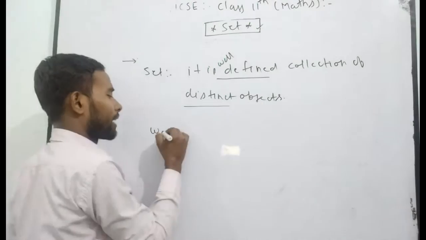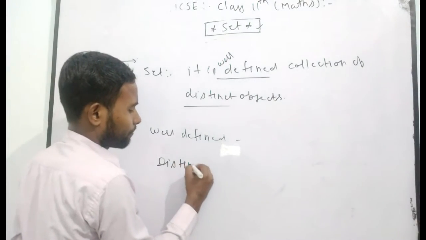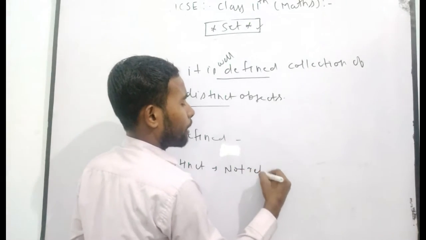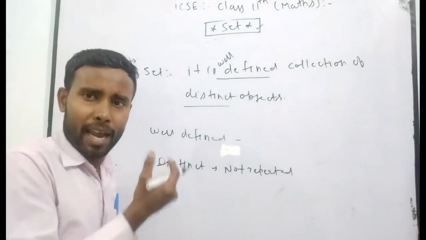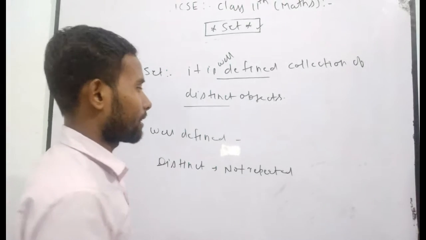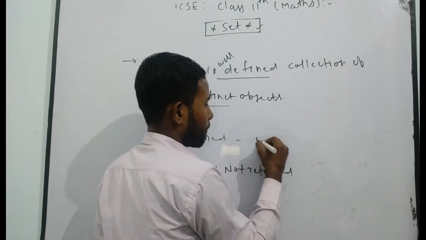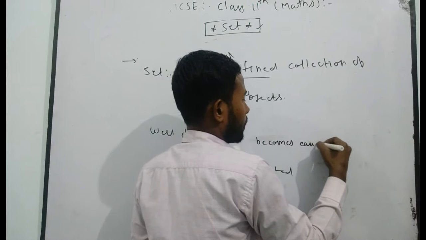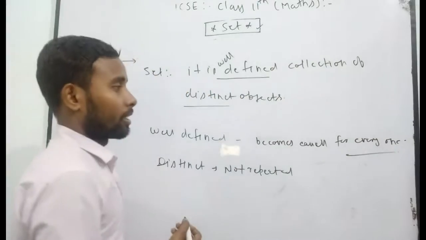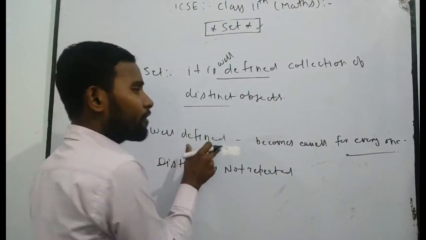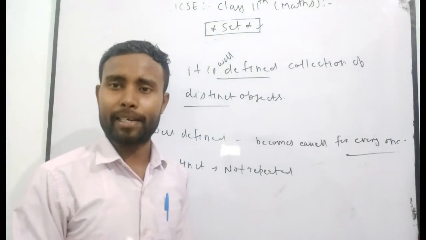What is the meaning of well defined here and distinct? I think distinct means that not repeated. Distinct means that not repeated, while well defined means that it becomes equal for everyone. This is the explanation from my side. Well defined means that it becomes equal for everyone, while distinct means not repeated.